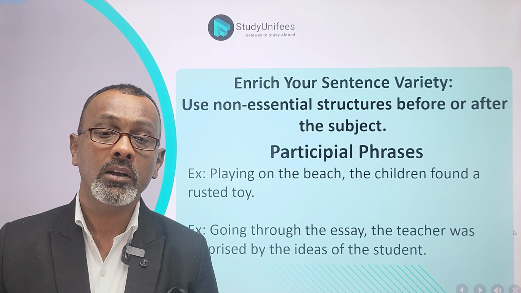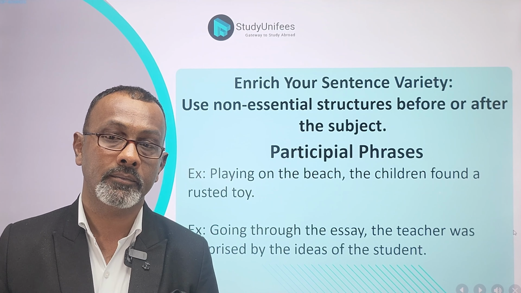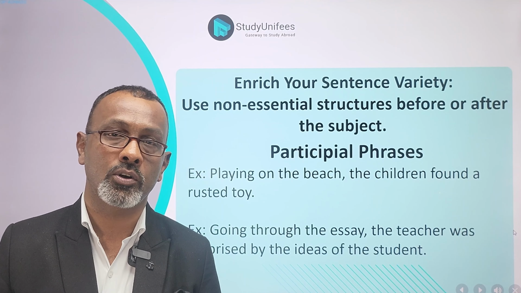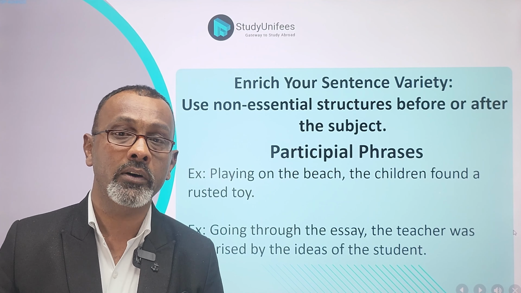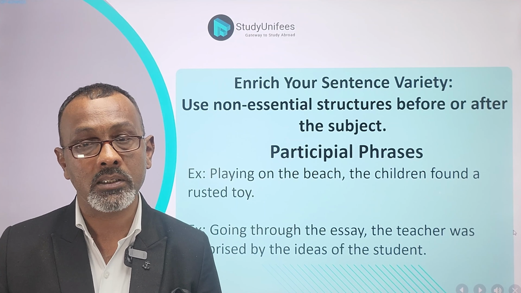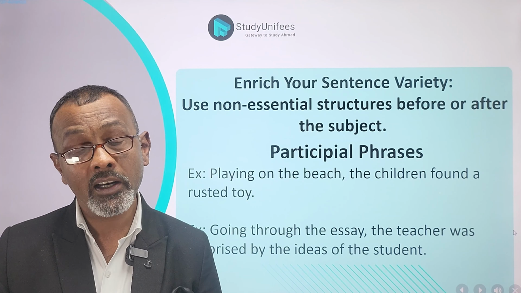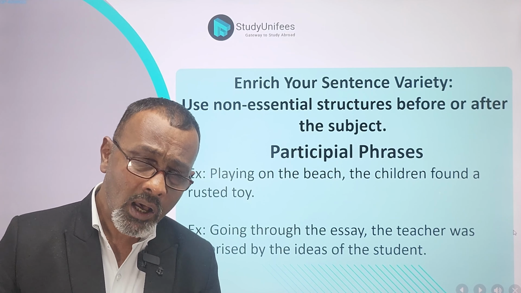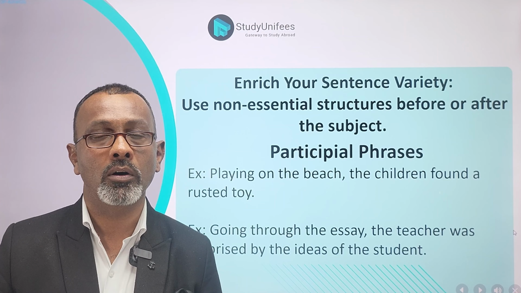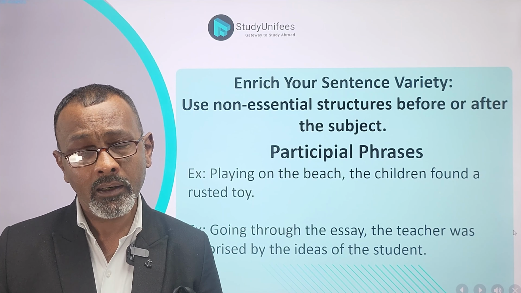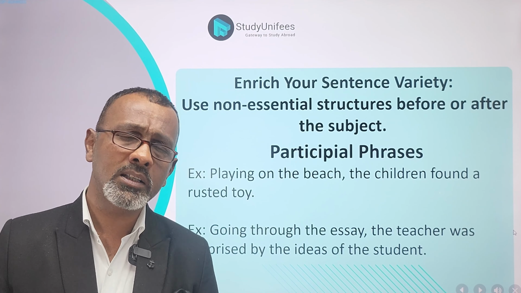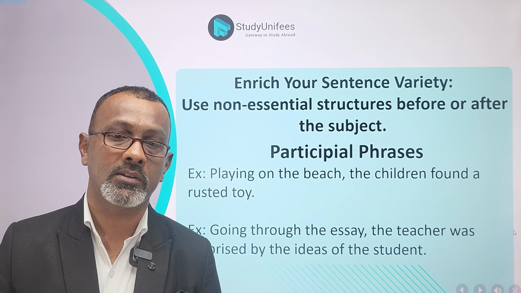Playing on the beach, the children found a rusted toy. Here, the main clause is the children found a rusted toy. The subject is the children. Here, the children were playing on the beach, and thus this participial phrase modifies the subject, the children. Now let's look at the participial phrase itself. It starts off with a verb 4, the present participle, and then it is followed by a prepositional phrase on the beach. This is the typical structure of participial phrases.